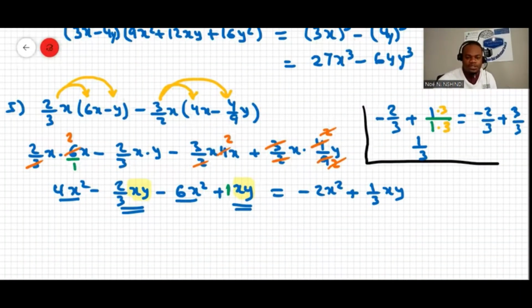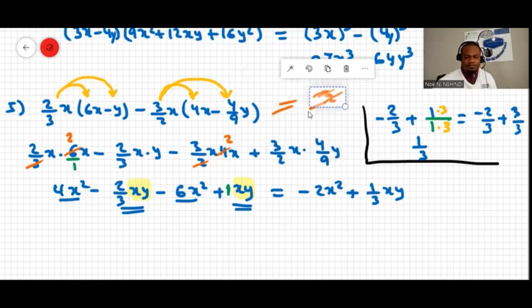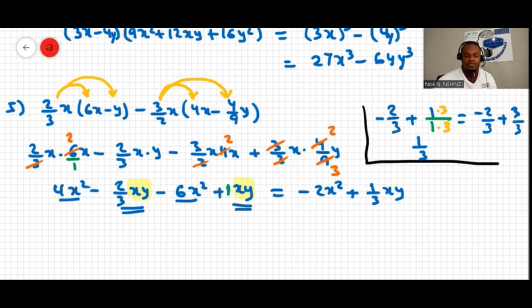Oops, hold on a second. I think I made a mistake. Yes, I made a mistake over here. I want to simplify. Let me just remove all this simplification here. I simplify 2 with 4, and then we got 2 there, left with 2, and then 3 there. So this makes 2 over 3. So it was positive 2 over 3.